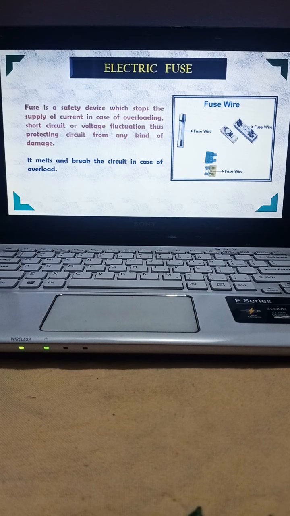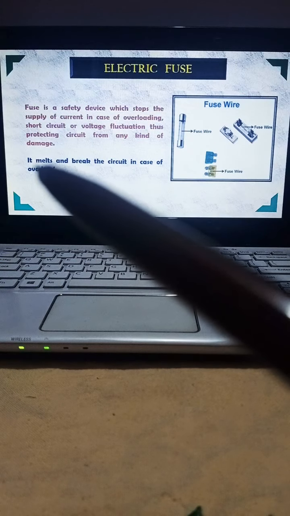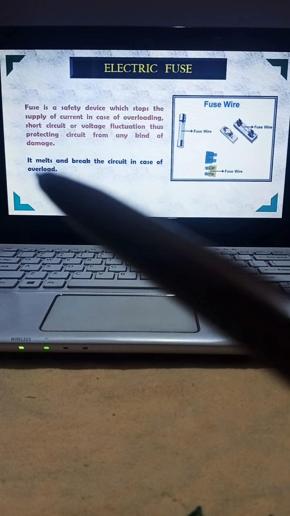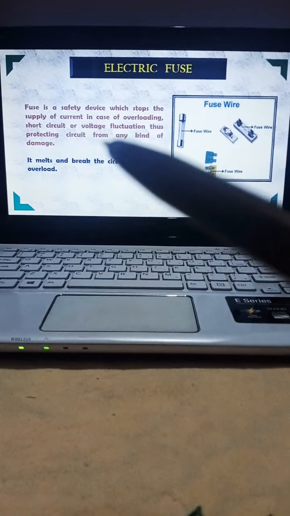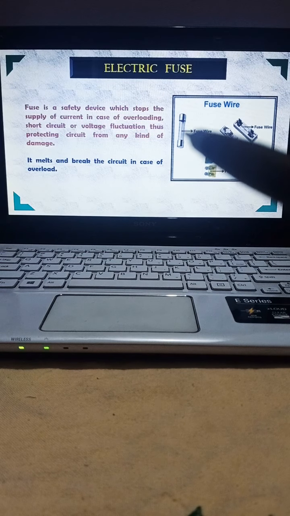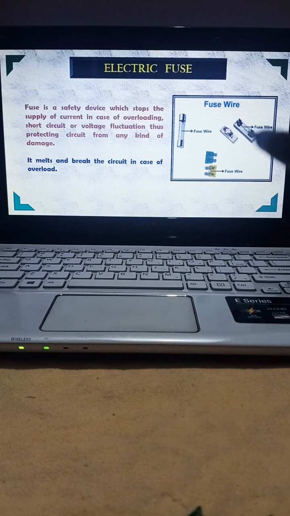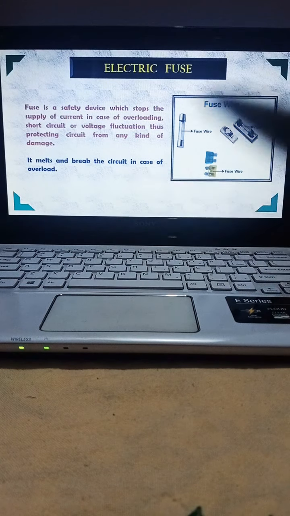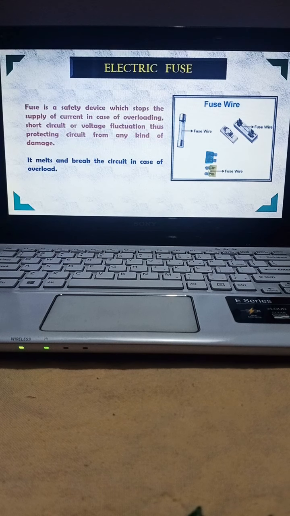So how does the fuse help us to break the circuit? Because of high resistance and low melting point, it melts the fuse wire. You will observe that here we have a thin wire. This wire melts and it breaks the circuit when the current is overloaded, and while breaking the circuit it saves the circuit.